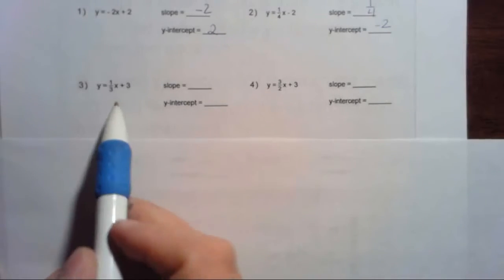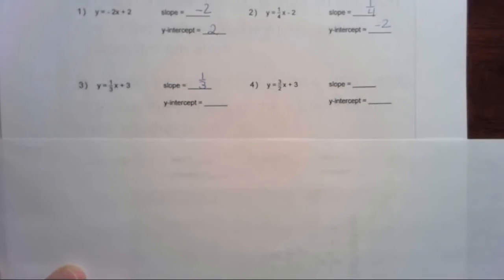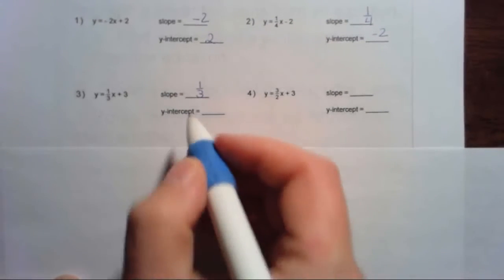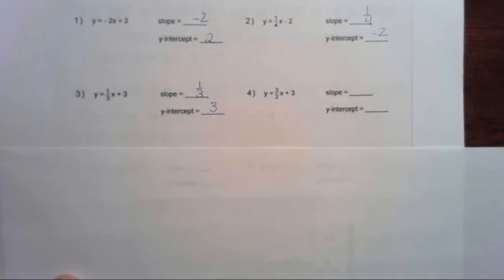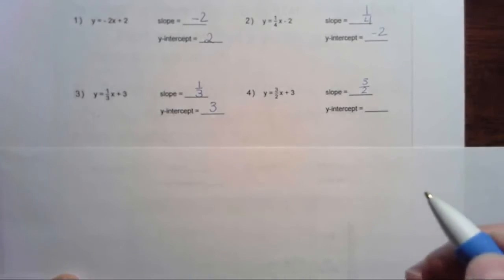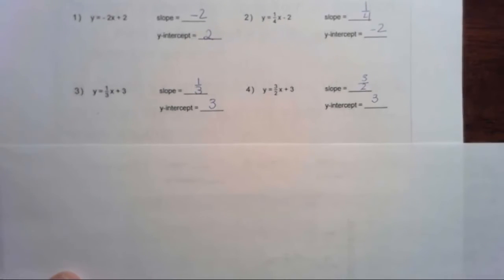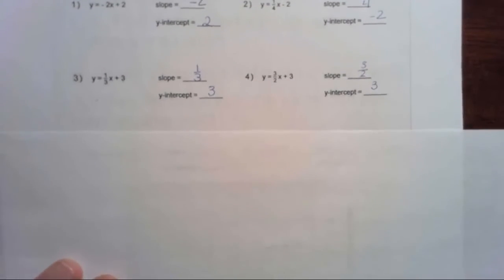One more. We'll do number 3 and 4. Stop and figure out the slope and y-intercept. Go. Welcome back. Here is what the answer is. The slope is the number in front of x, which is 1/3, and the y-intercept is 3. Now for number 4, the slope is 3/2 and the y-intercept is 3.